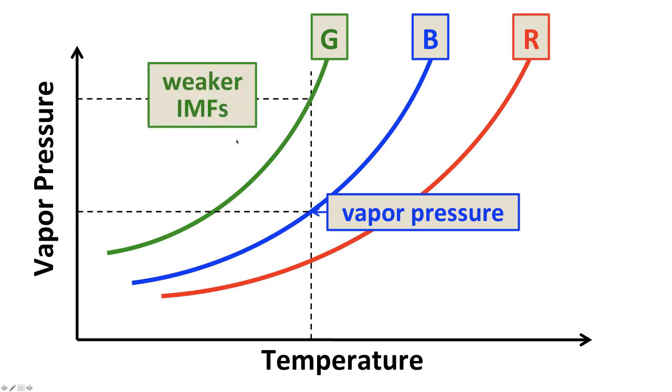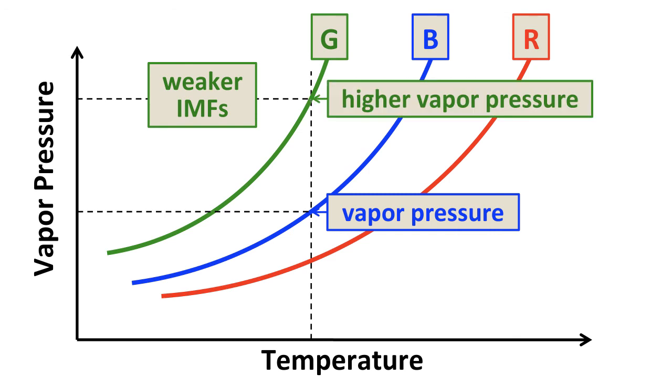Now, substance G, which we've already determined has weaker intermolecular forces, notice at this particular temperature, it has a much, much higher vapor pressure. So weaker intermolecular forces actually correspond to a higher vapor pressure. If the intermolecular forces are weaker, then they're easier for the substance to overcome, and at a given temperature, more molecules can escape from the liquid phase, turn into the gas phase, and exert a higher pressure.